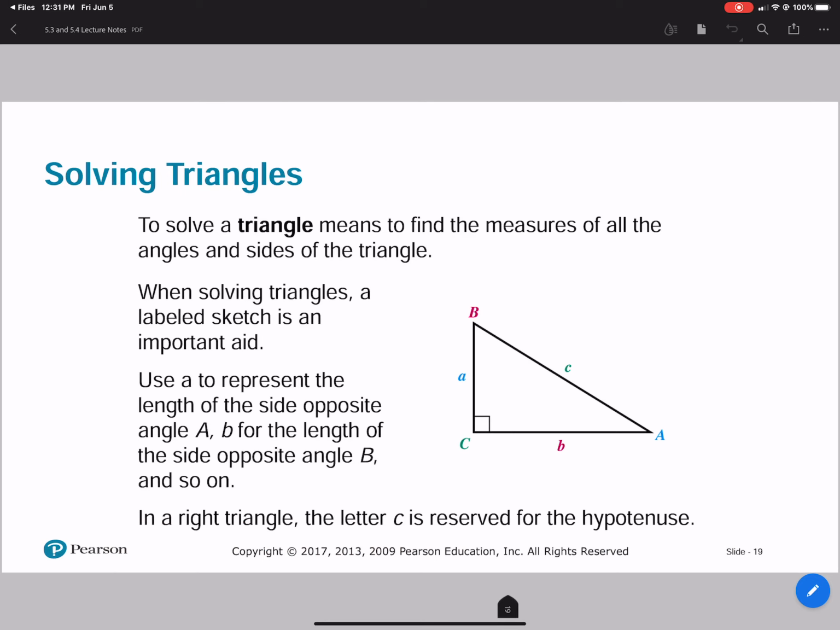So, solving right triangles. To solve a right triangle, or solve a triangle, means to find the measurements of all angles and sides of the triangle. When solving triangles, a labeled sketch is an important aid. Now, not all your problems will give you a sketch, so you have to make the sketch yourself. Use a to represent the length of the side opposite angle A, and use little b as the length of the side opposite the big angle B, and so on, just like we use c for the hypotenuse. So keep that in mind.